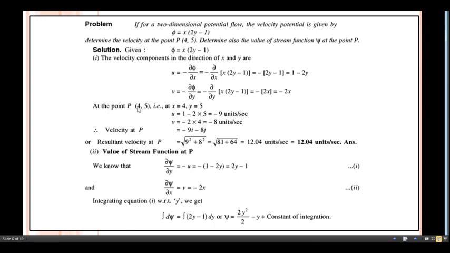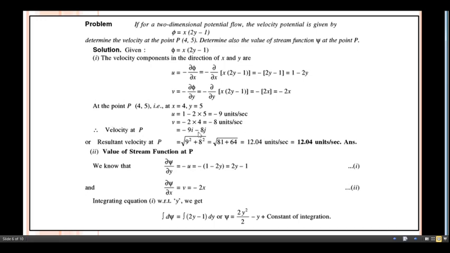So at point P(4, 5), that is at x equals 4 and y equals 5, what's about u? For that, just substitute the value of y as 5, and in case of v substitute the value of x as 4, and do the calculations. So here we can get u equals 1 − 2y, with y being 5 here. Okay, so after doing the calculation we can get u equals minus 9 units per second. Similar case with v. So what do we get here? Minus 2 multiplied by x, which is nothing but 4 here. Okay, so what do we get here? Minus 8 units per second.